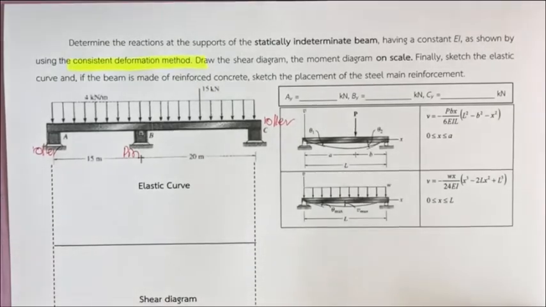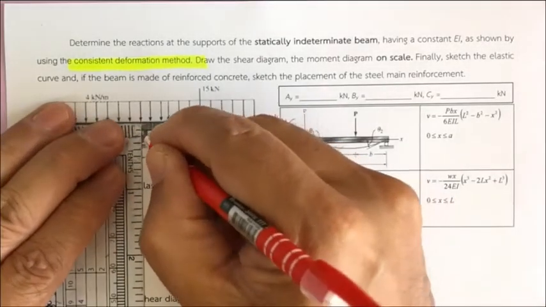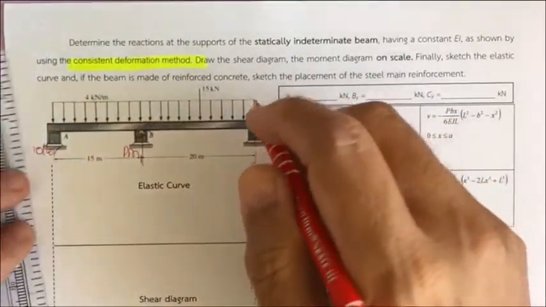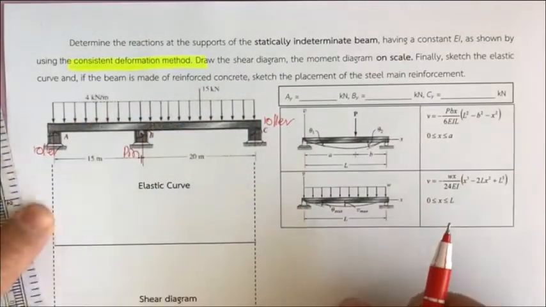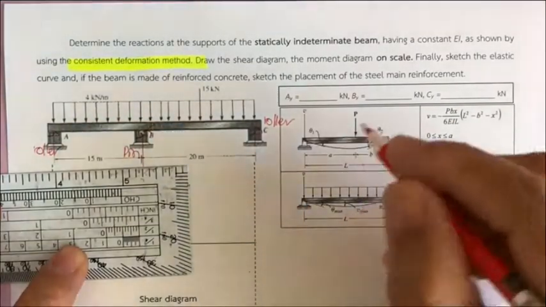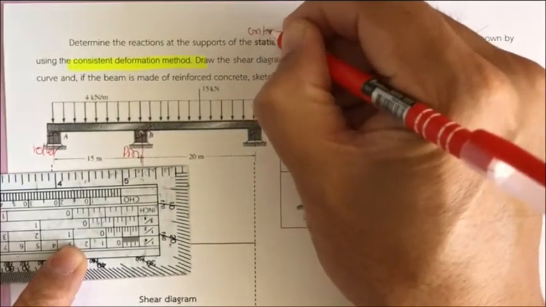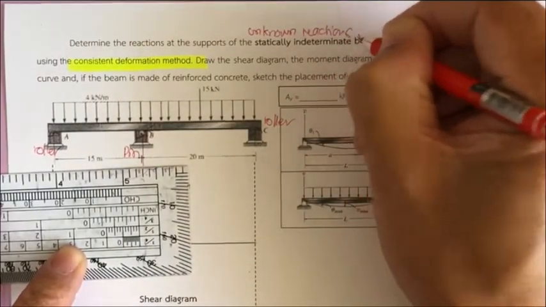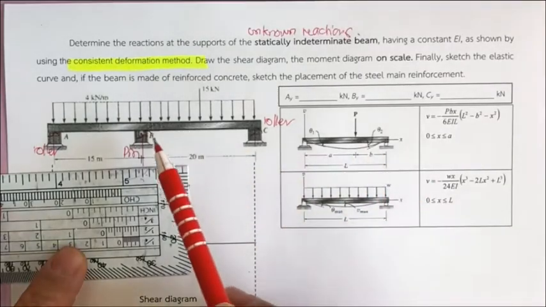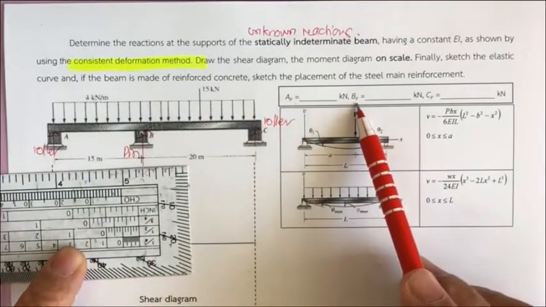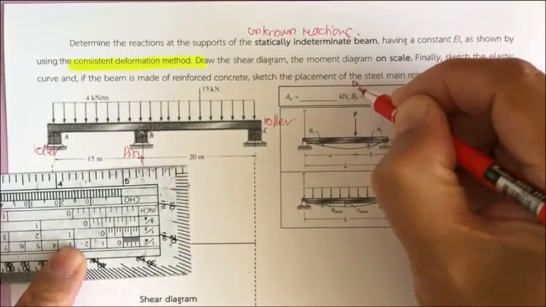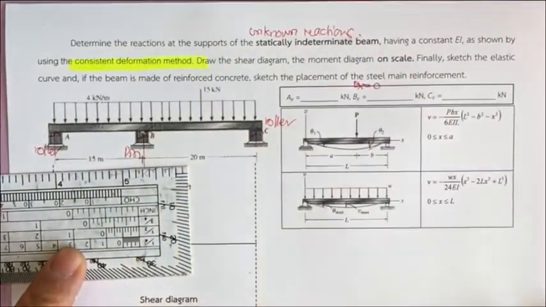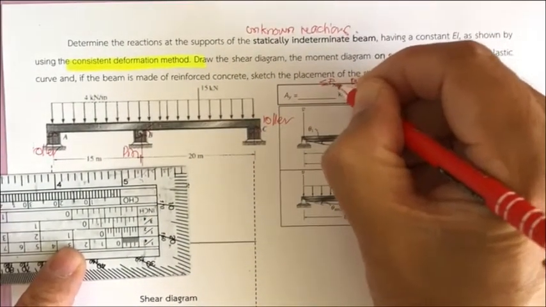If you consider this, you can see we have two reactions at B, and one at C, and also another one at C. So the total number of unknown reactions of this beam is going to be four of them: A sub Y, B sub Y, C sub Y, and also B sub X. As you may see, there is no horizontal force, so B sub X is 0 by the summation of forces in X equal to 0.